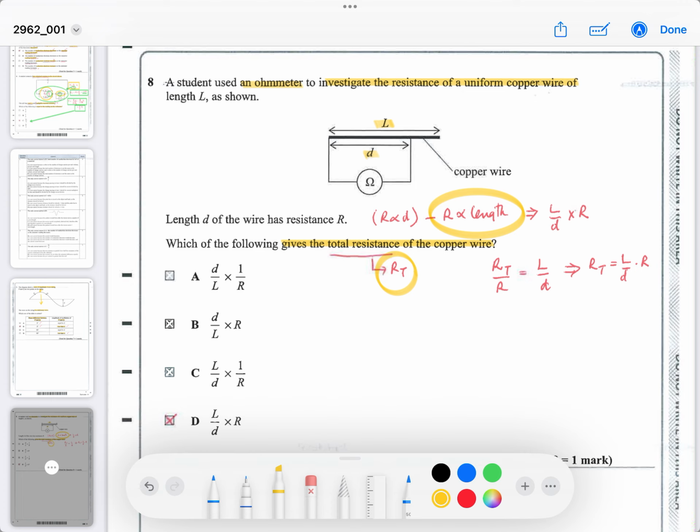The ratio of the total to the resistance when the ohm meter is across D, the length D, which is not the total, will be, as it's proportional, the ratio of the resistances will be equal to the ratio of the lengths. So the total resistance corresponds to L and R corresponds to D in the same fractions. So you just change the subject to put R total on its own, and you get L over D times R, which gives you the answer D.